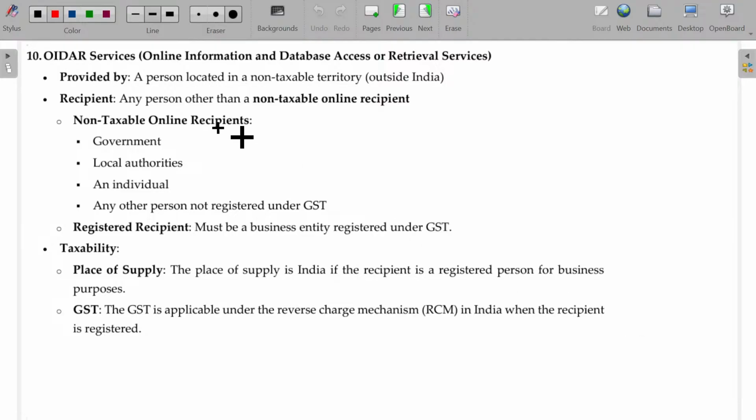Now, OIDAR services, online information database access and retrieval services. Services supplied by a person not being in India, the recipient being any person.